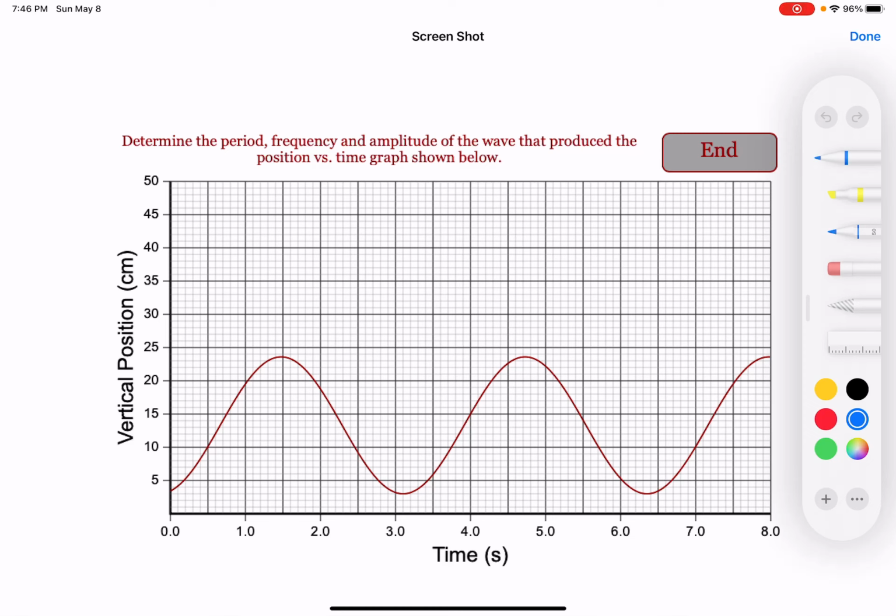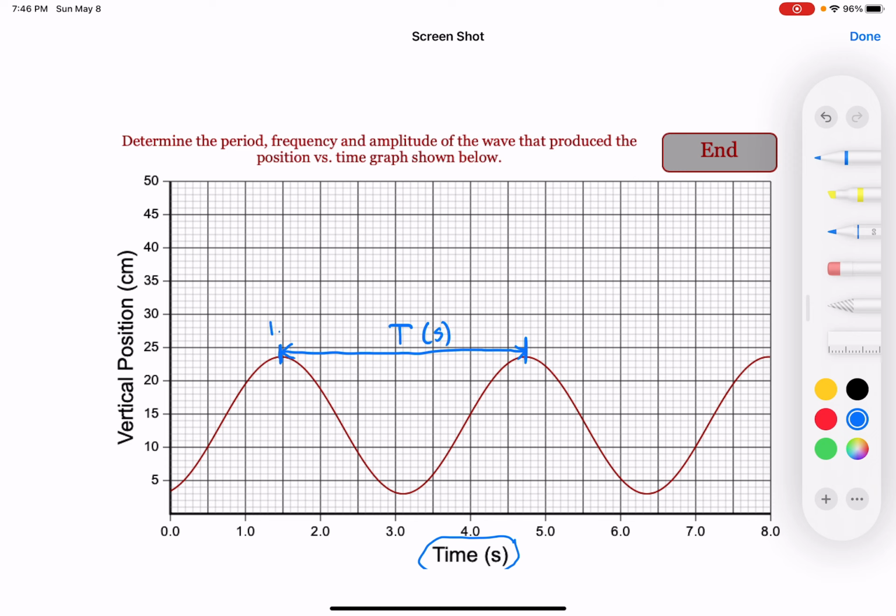Okay, for your other problem, you're going to be finding period, frequency, and amplitude. You'll notice that time is now on the x-axis. So if time is on the x-axis, then the distance for one complete wave is now the period. So instead of this being wavelength, it's going to be period.